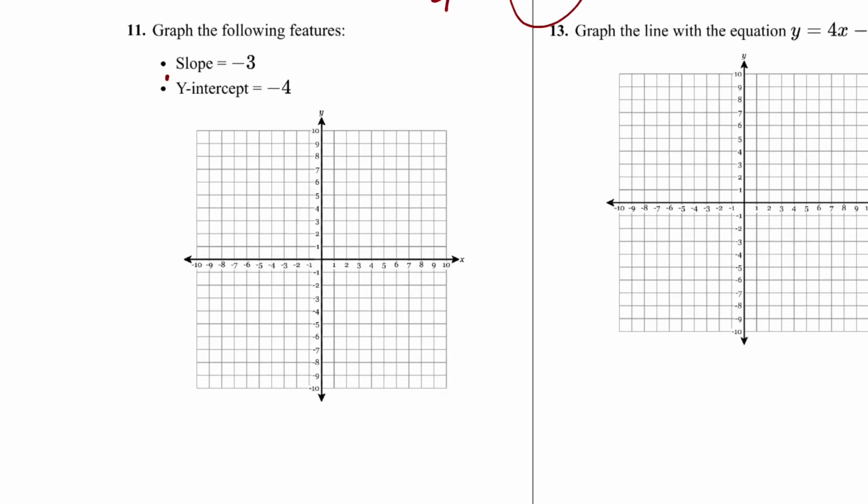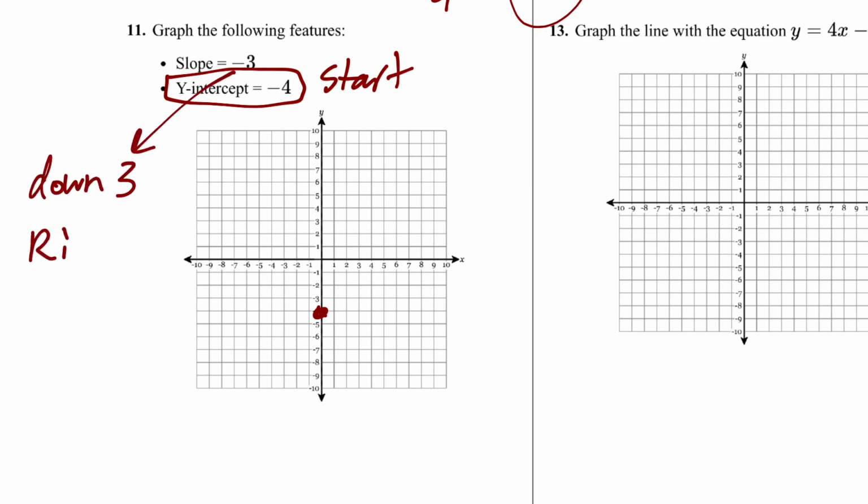To graph these lines, start with the y-intercept, and it goes on the y-axis. So down here at -4, put a dot. Since my slope is -3, that means down 3 and right 1. So from that point, I go down 3, right 1, put a second dot, and draw my line. Notice if my slope is negative, my line should be going down from left to right like this.